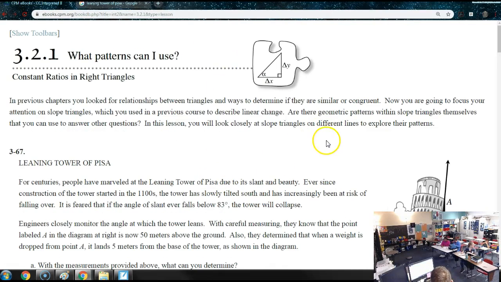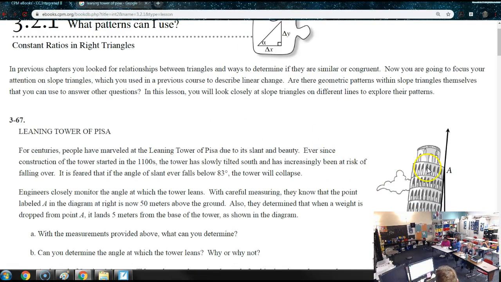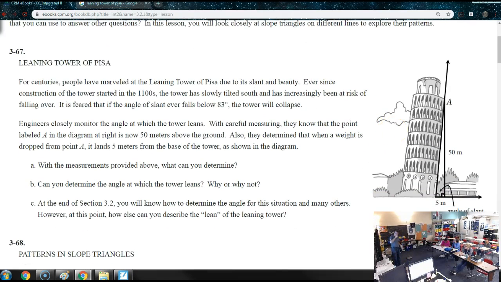Right? So why do we care about the Leaning Tower of Pisa? Well, it might fall over. Yeah, that got Athena's attention, but not really anybody else. It might fall over. On him. No, not probably on him, at least based off that perspective. Seriously, if the angle of elevation ever falls below 83 degrees, engineers have determined it's going down.